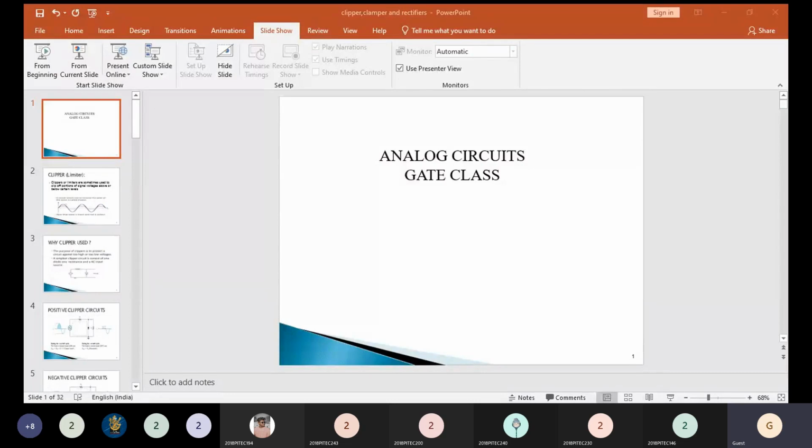A diode has two terminals, an anode and a cathode. When the diode is in the on condition, that is forward bias, it acts as a short circuit. When the anode has a higher, positive value and the cathode has a negative value, the diode is in forward bias. When the diode is in reverse bias, it is in the off condition. Now the diode is used here in parallel connection with the load resistor RL.